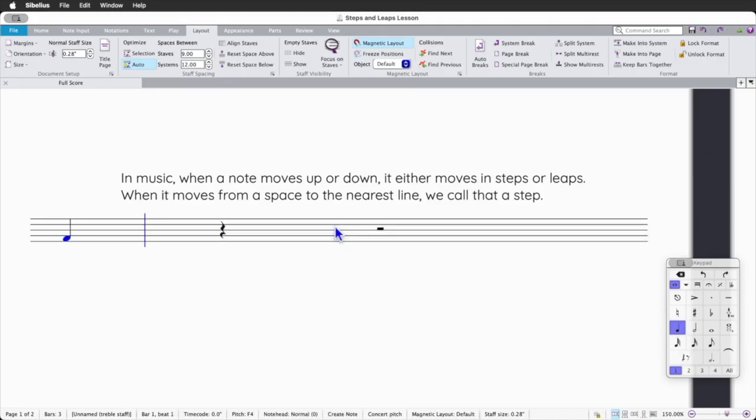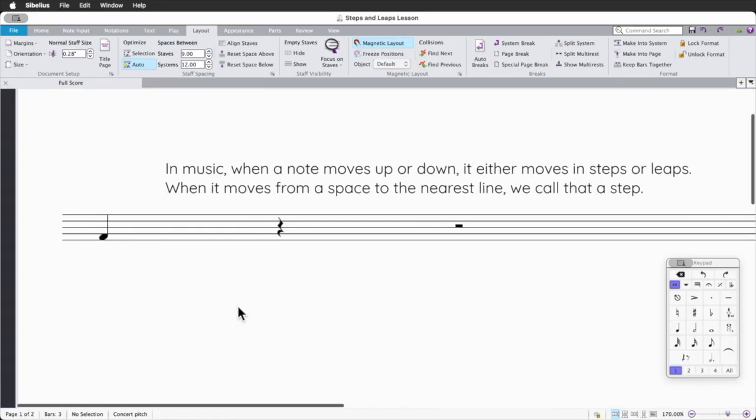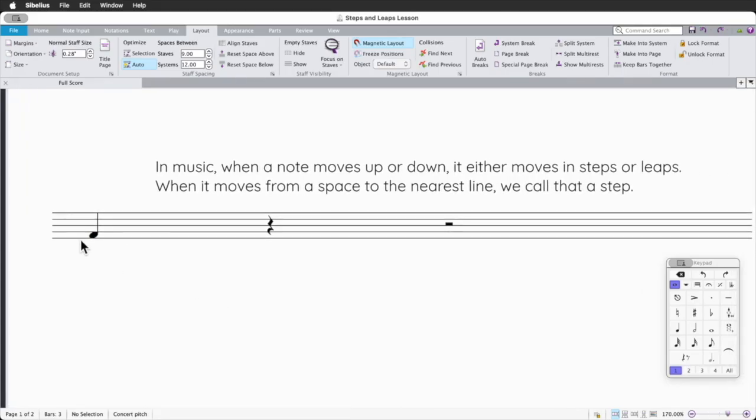And we're going to write the note that happens to be the note F in treble clef, or the note A in bass clef. And if we have an F and we want to go up by a step, we're just going to go up to the very next note. So when it moves from a space to the nearest line, whether it goes up or down, we call that a step. So in this case, if we go up a step, we would go to the second line.